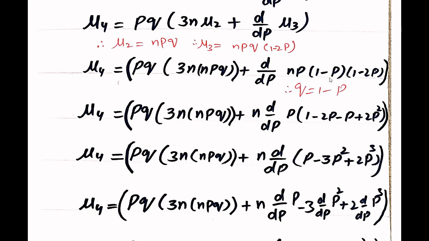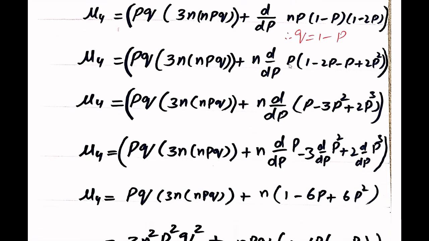Multiplying these two brackets: 1 multiplied by 1 is 1, 1 multiplied by minus 2p is minus 2p. Minus p multiplied by 1 is minus p, and minus p multiplied by minus 2p is plus 2p square. Here again, multiplying p inside the whole bracket, we get p minus 3p square, since minus 2p minus p is equal to minus 3p, so minus 3p square plus 2p power 3.